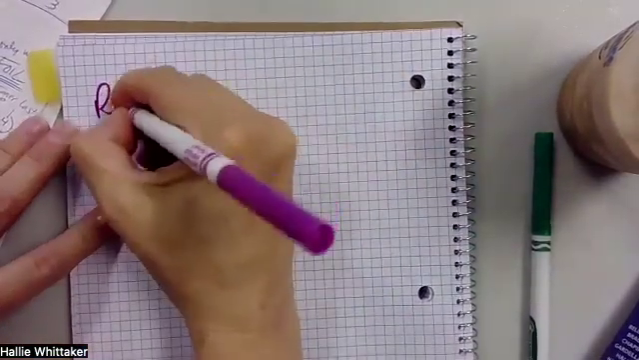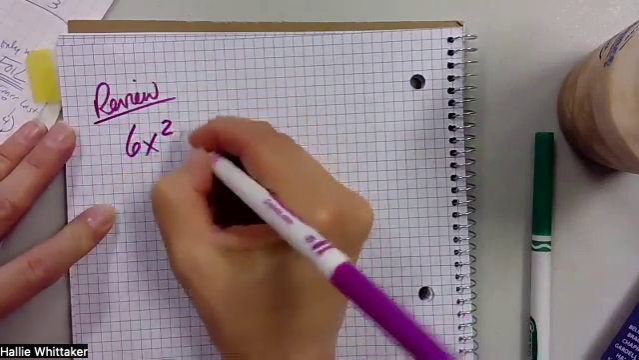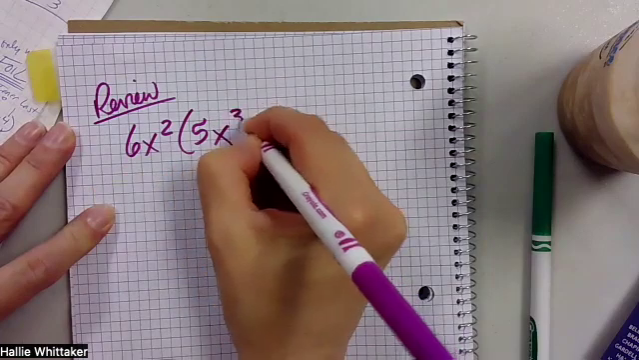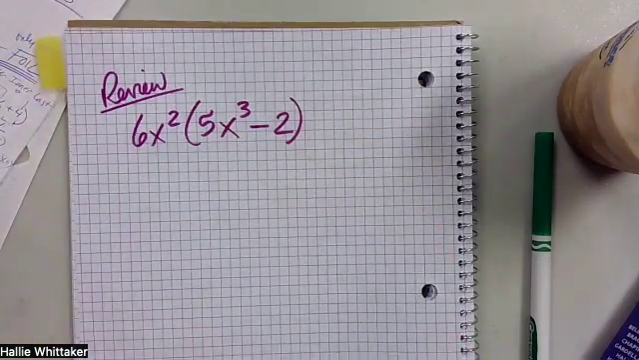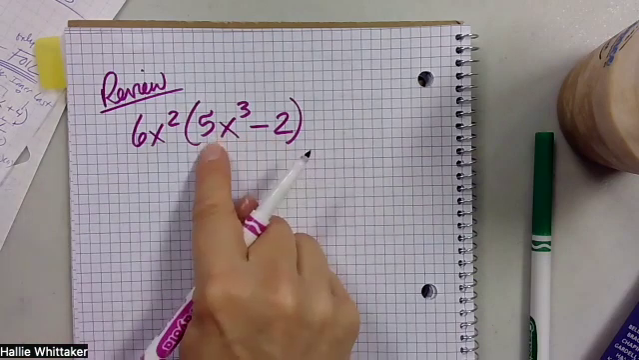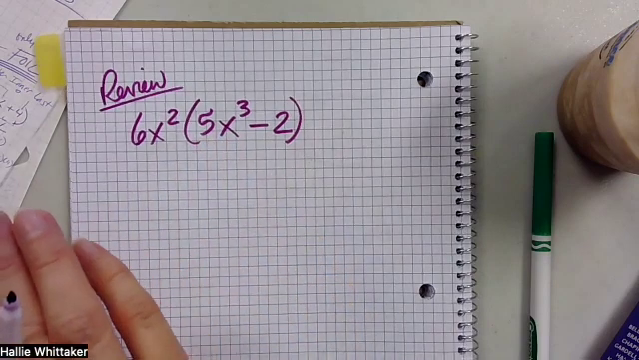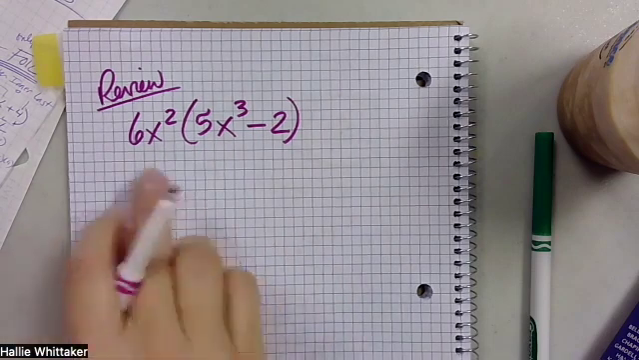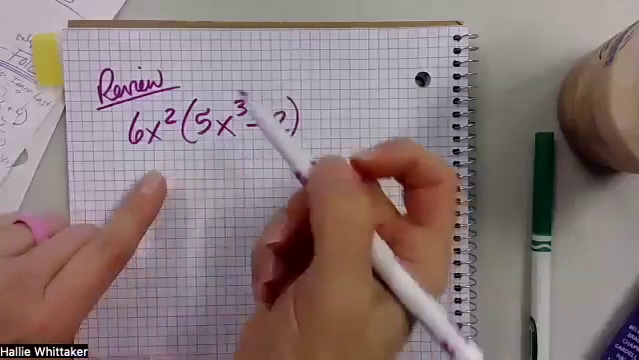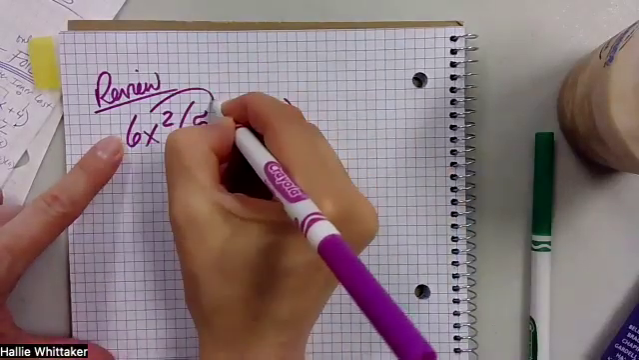Okay, quick review. If I give you 6x squared times 5x cubed minus 2, what's the main operation in this one? I know we've got subtraction within this binomial, but what's the main operation that you see? Distributive property, which is a form of multiplication. Good job. This is mainly multiplication. So, and Tyler's already said it. We have this monomial times a binomial, and we're going to distribute.